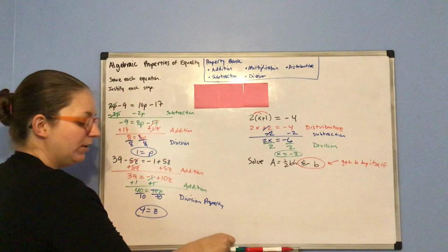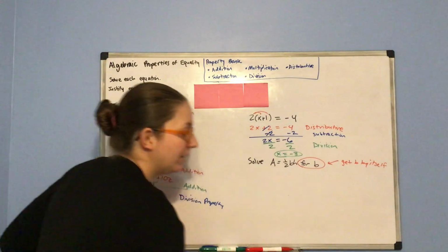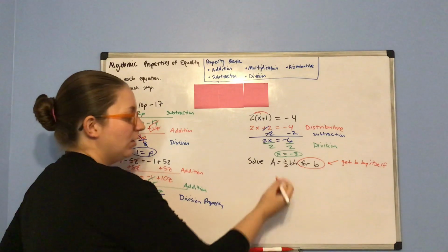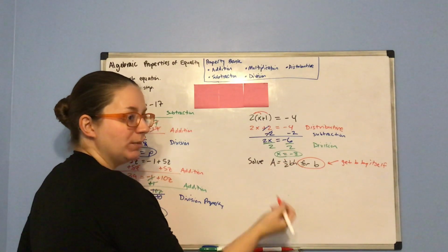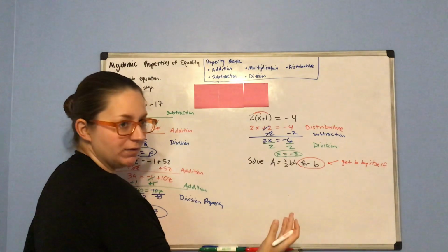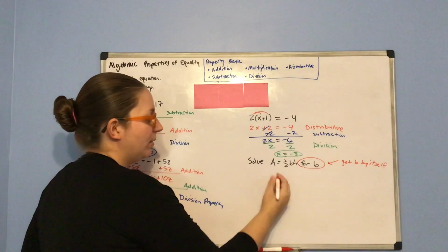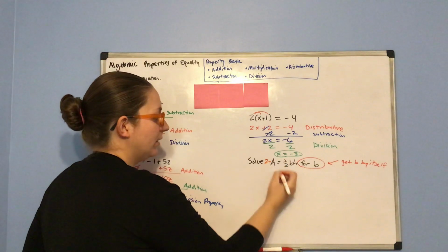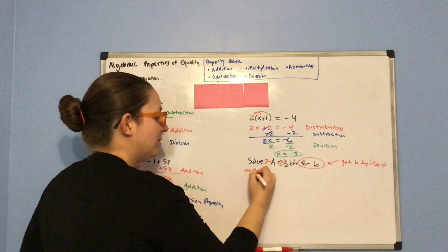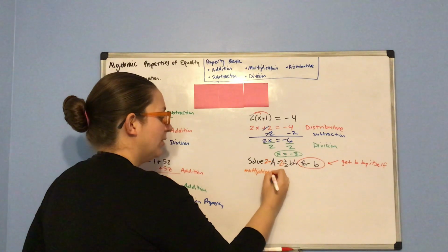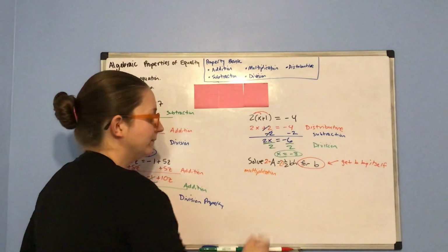For me personally, whenever I see a fraction, I want to undo that fraction first. So in order to undo this 1/2, I can do the opposite of multiplying by 1/2, which is the same as dividing by 2. I can multiply both sides by 2. So I'm going to start with that. I'm going to multiply both sides by 2. So that's my multiplication property of equality there, since I'm multiplying both sides by the same thing.